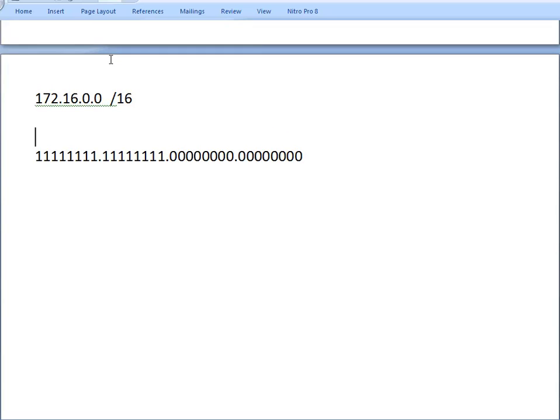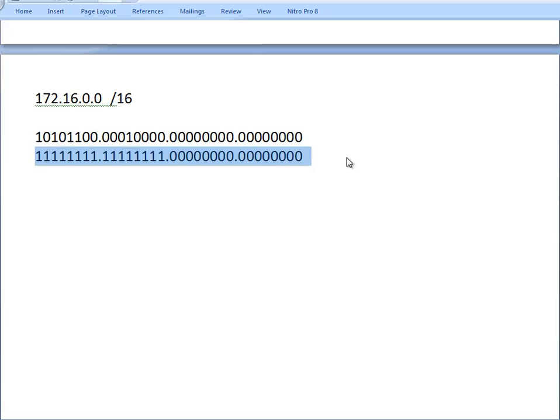Okay, now I'm going to convert 172.16.0.0 into binary. So 172 is 10101100. That's 128, 160, 168, 172. And 16 is 00010000, with a 1 for 16 and everything else 0. Then the rest are all zeros. Now this subnet mask is /16.